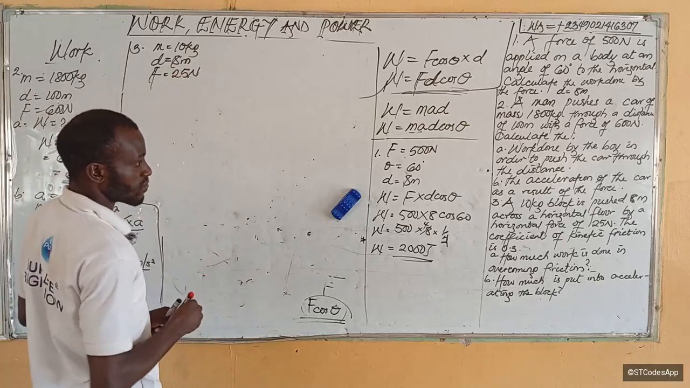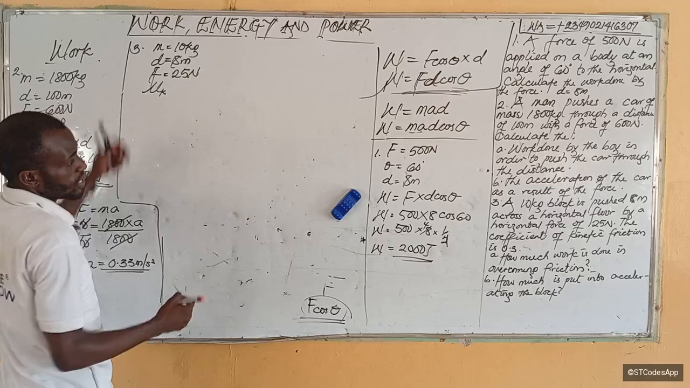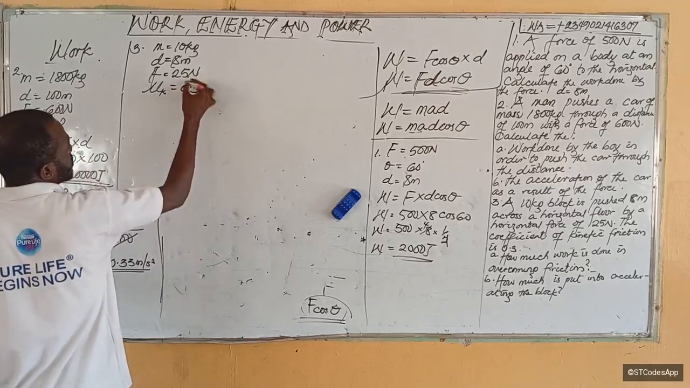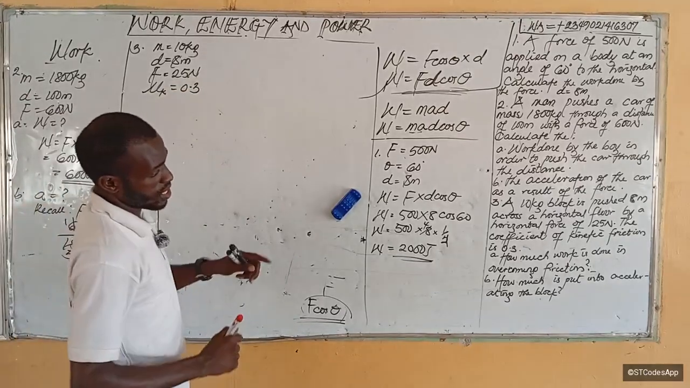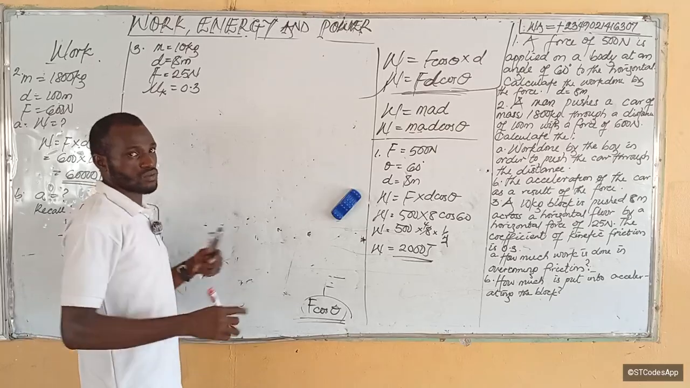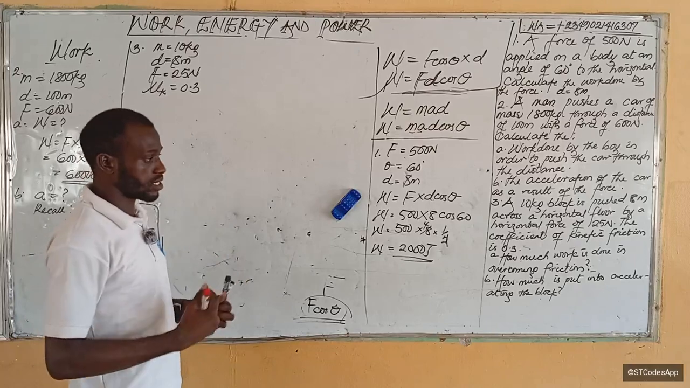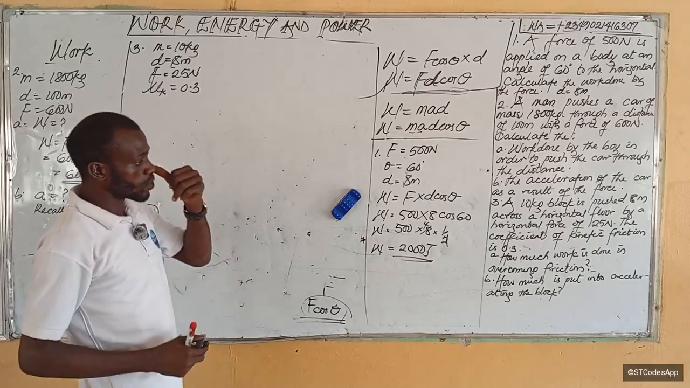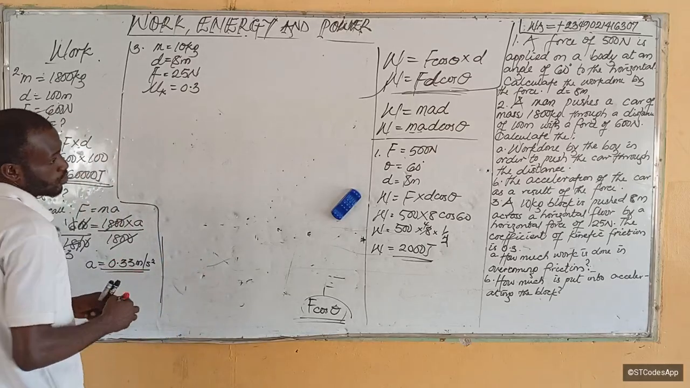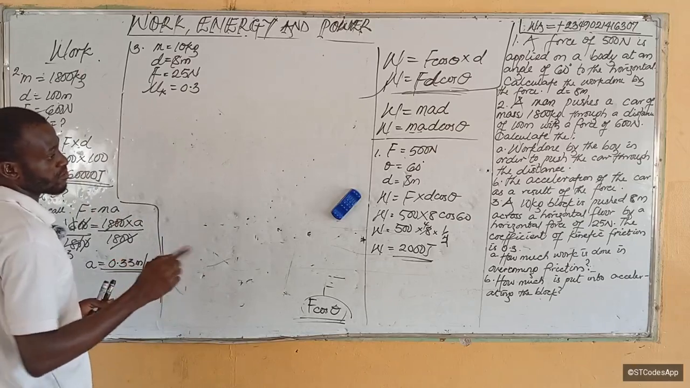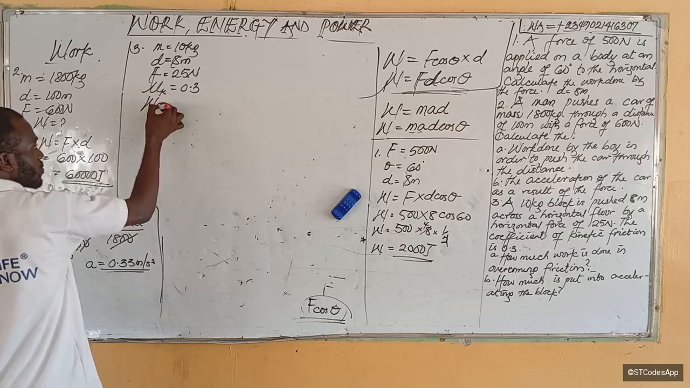The coefficient of kinetic friction, mu sub k, is 0.3. It doesn't have a unit. If you don't understand that, I have discussed something like this in dimensional analysis, so you can see the link in the description for that. How much work is done in overcoming friction? So we're looking for work done in overcoming friction.